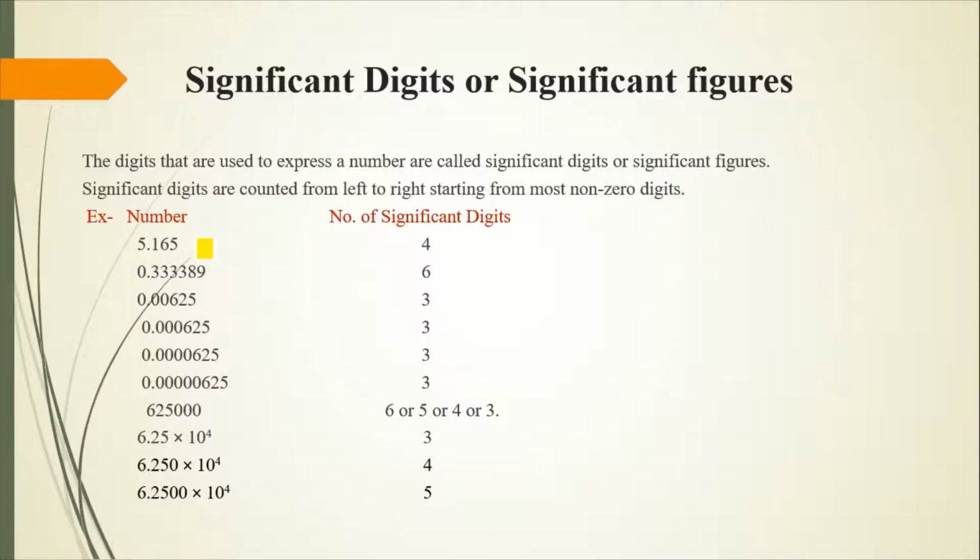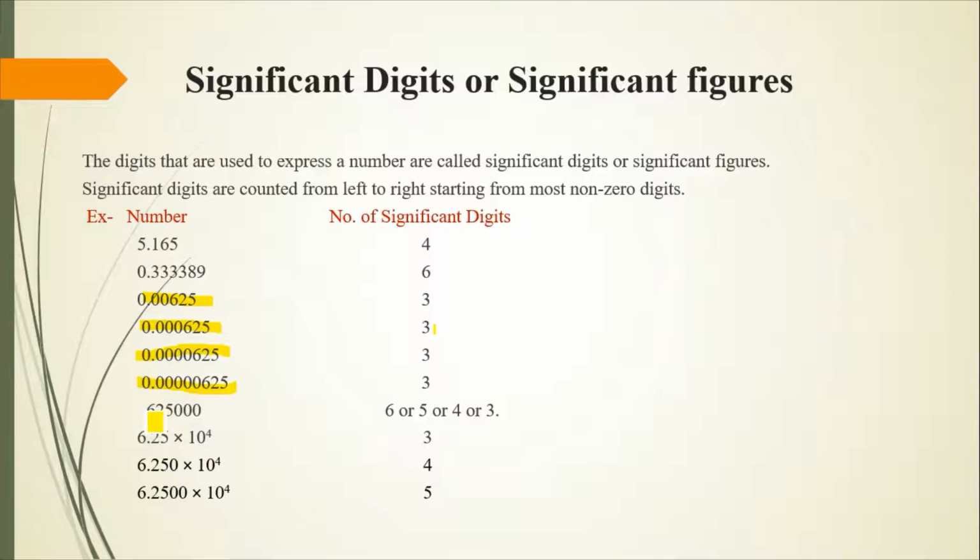The first one is very simple. Here are only 4 digits. That means the number of significant digits is 4. Second one, 6 significant digits. In the third one, significant digits are 3. In the fourth, also significant digits are 3. Similarly, these 4 examples have significant digits 3. That means here the zeros after the decimal are used to fix the position of the decimal point only. We will not count them in significant digits.